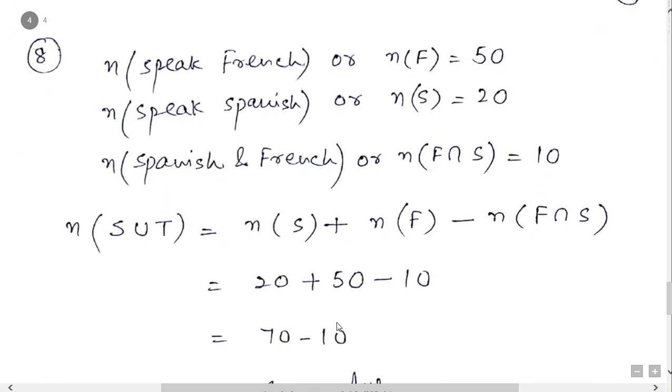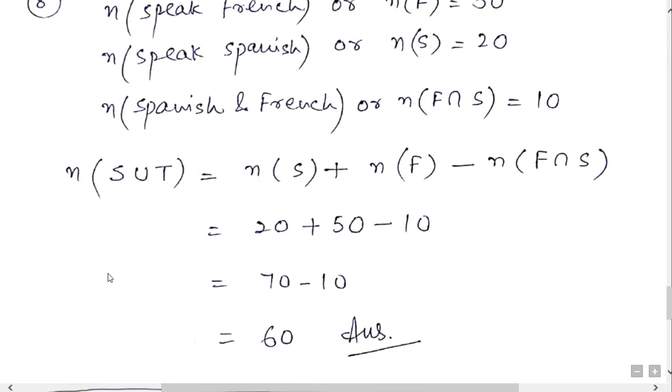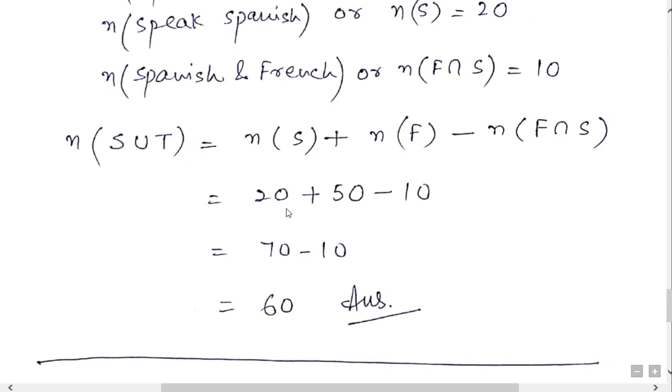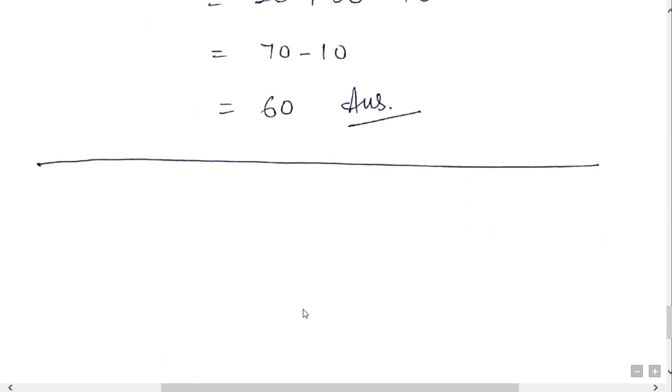Question number 8 is the last question of this exercise. The number of people who speak French, then Spanish, and the number of people who speak both Spanish and French is 10. First value is 50, then 20, then 10. Clearly, you can calculate the union. It's 20 plus 50 minus 10, that's 70 minus 10, the answer is 60.